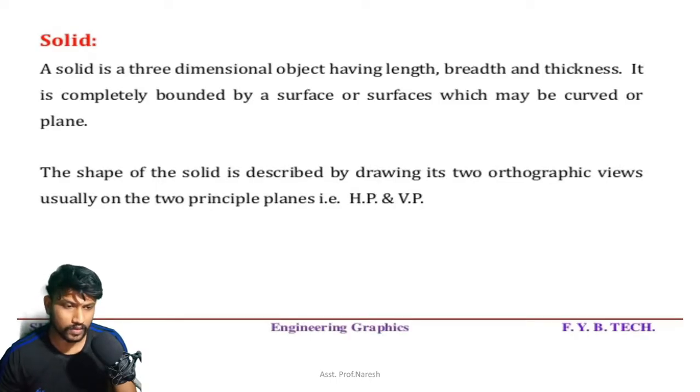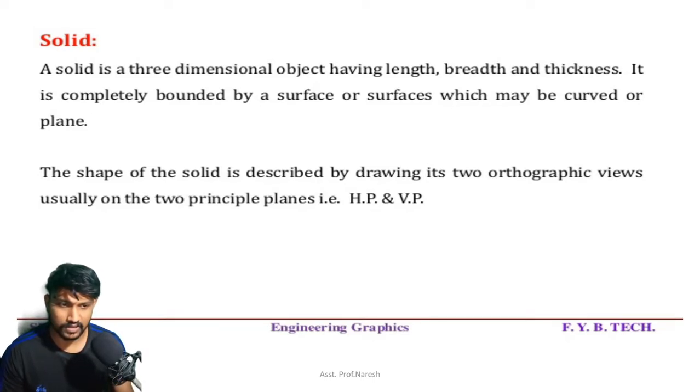So first of all, a solid. A solid is a three-dimensional object which has length, width and thickness. It is completely bounded by surfaces which may be curved or plane, and the shape of the solid is described by drawing its two orthographic views, usually on the two principal planes, that is the horizontal plane and the vertical plane.